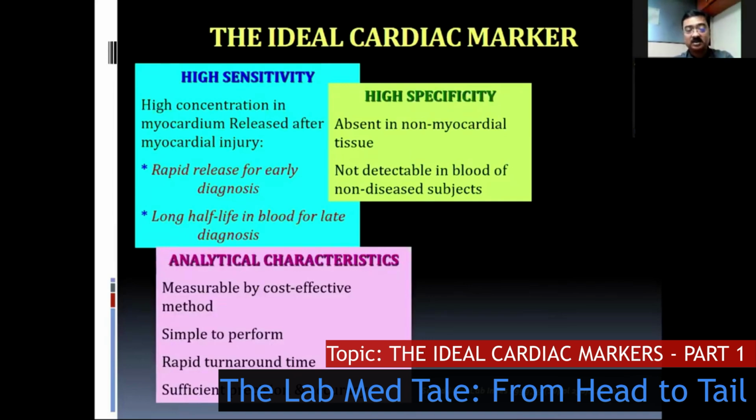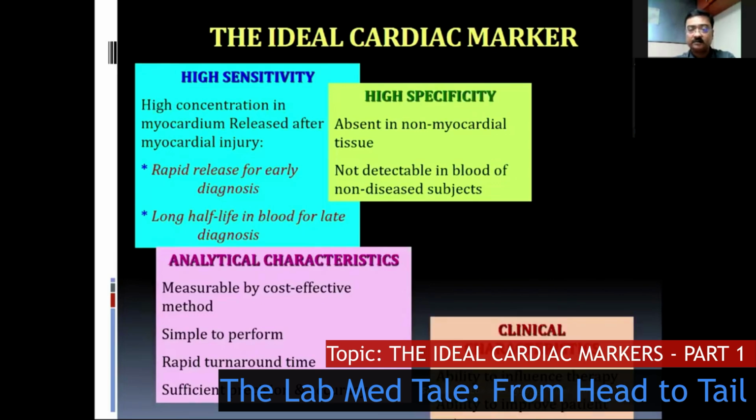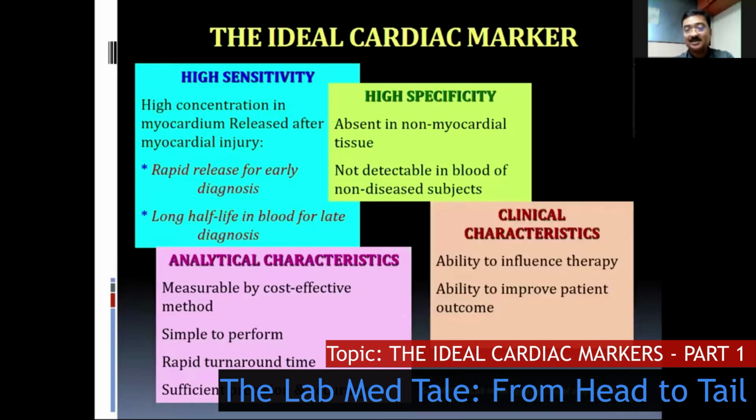Then there are the analytical parameters: it should be measurable in a cost-effective manner, simple to perform, and have a rapid turnaround time to be called an ideal marker. And last but not least, the clinical characteristics: it should have the ability to influence therapy and improve patient outcome. That means the parameter should be able to diagnose, prognose and so on for a cardiac injury. That makes it an ideal cardiac marker.